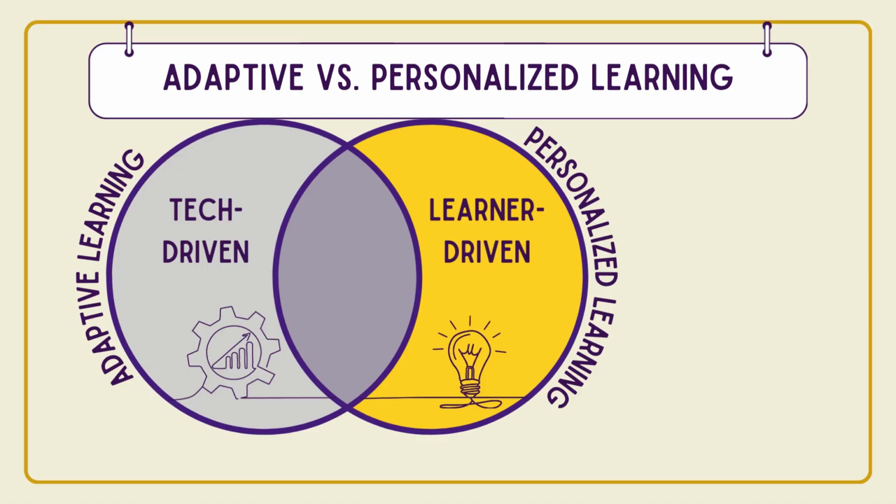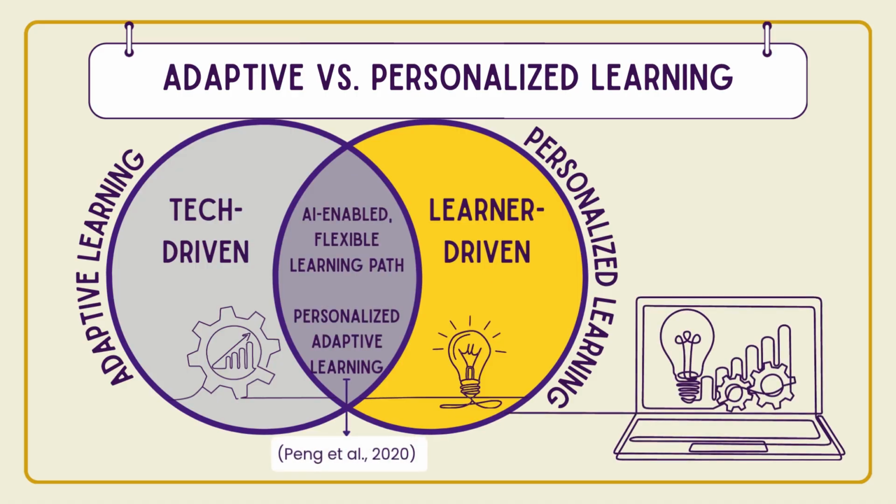For example, an adaptive platform might change the next quiz question after analyzing a learner's response pattern. Personalized learning, however, might allow the learner to choose how to demonstrate mastery through a video, a song, or a reflection journal. AI can bridge the two. By analyzing learner data and preferences, AI systems can provide both real-time scaffolding, which is adaptive, and choice-driven pathways, making it personalized. This duality is what Pong, Ma, and Spector, 2020, call personalized adaptive learning, an emerging smart learning environment model.